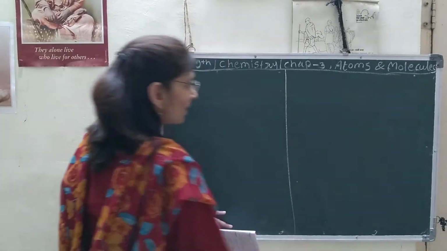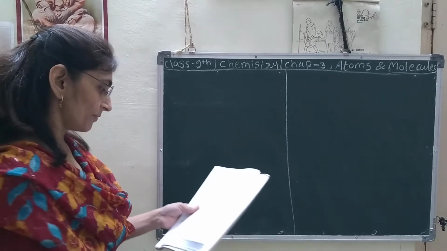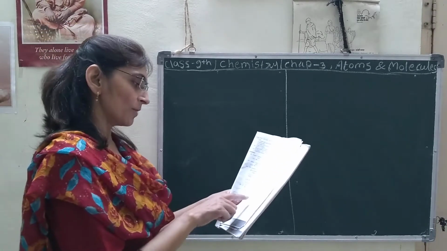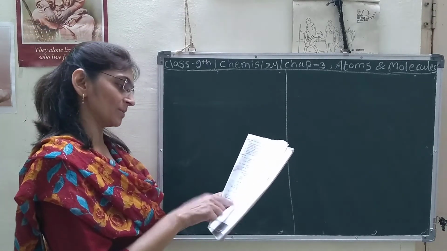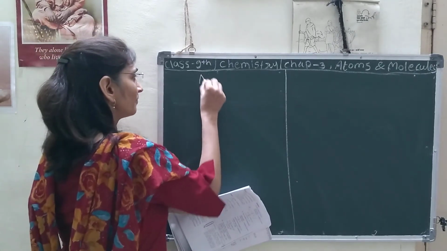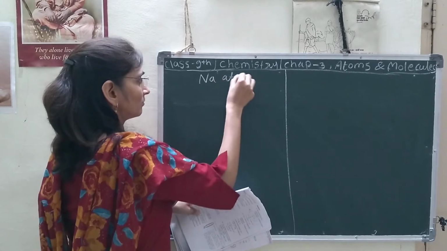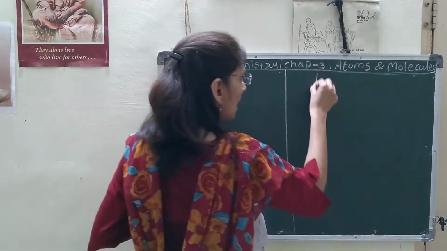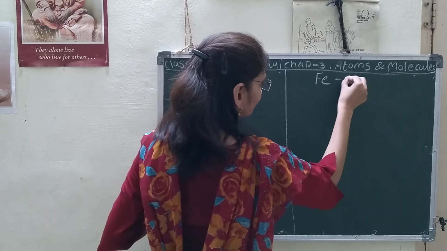That's why I will take a partition here. So what is the problem? Which has more number of atoms? Which atoms are those? One is sodium and one is iron, that is Fe.